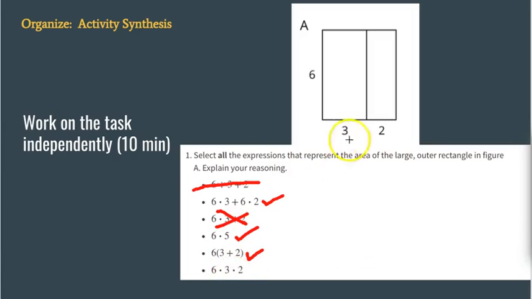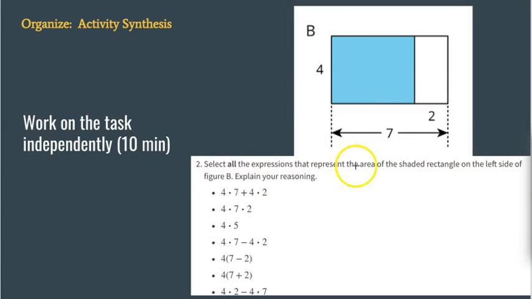Yeah, that doesn't work. This would be more of volume. If the height was 2, then that would work, but it's not, so that one doesn't work either. Okay, let's look at another example. What about here? We're going to try and find the area of the shaded rectangle.